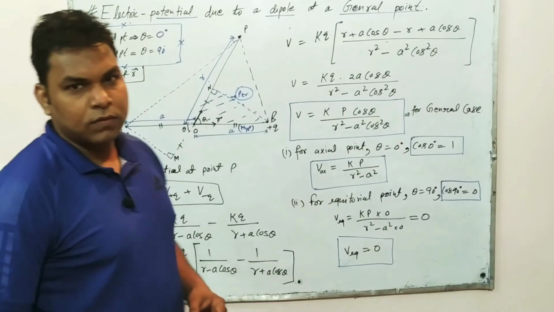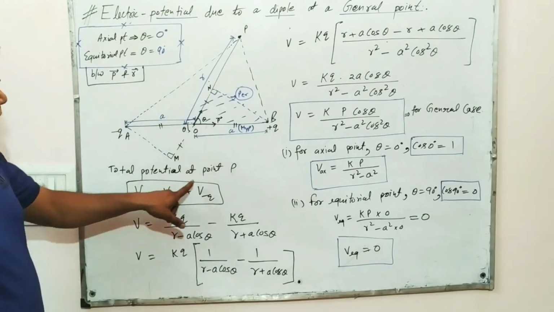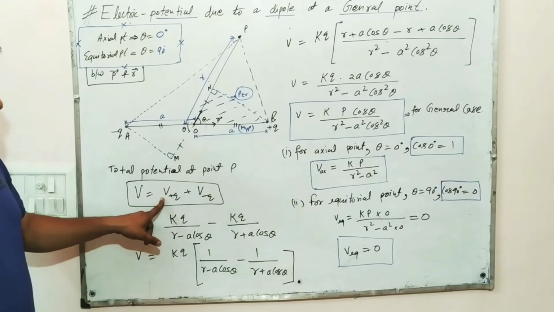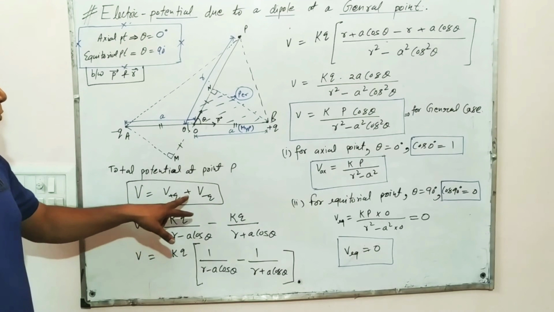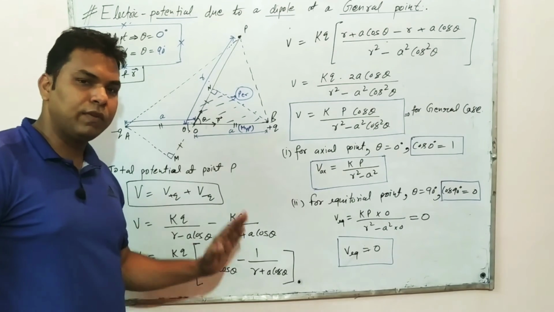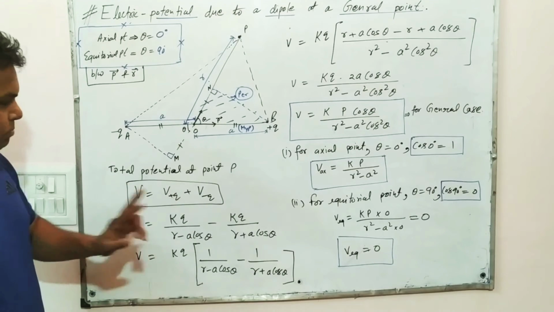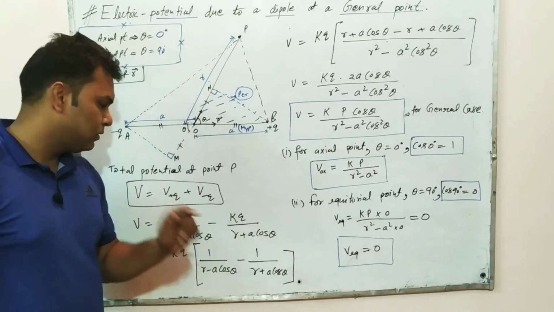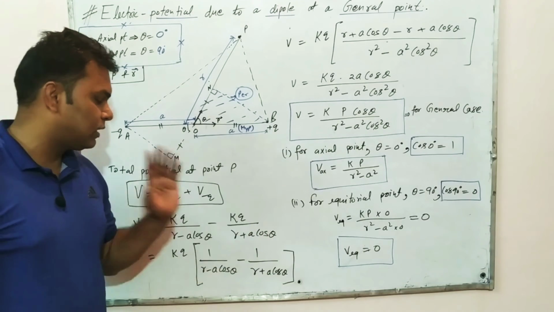Clear? So now the total potential at point P is given by V is equal to potential due to positive charge plus potential due to negative charge. So V plus Q plus V minus Q. Now putting the values of V plus Q and V minus Q, we have V is equal to KQ upon R minus A cos theta minus, because the potential of the negative charge is negative, minus KQ upon R plus A cos theta.